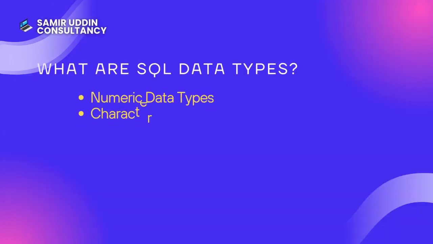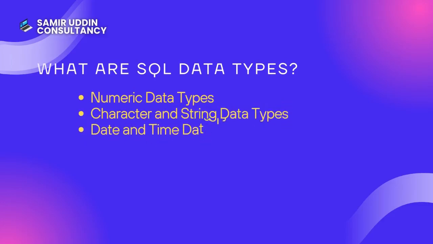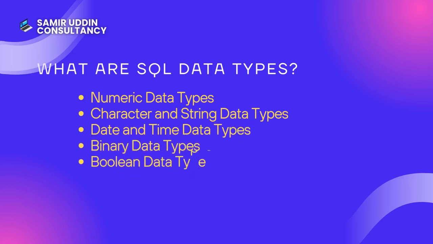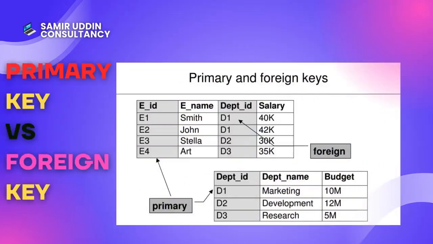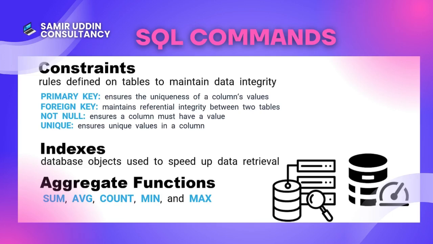Data types define what kind of data a column can hold, like integer for numbers, varchar for text, date for dates, or boolean for true/false values. Constraints enforce data integrity. For example, primary key ensures unique values, foreign key links tables, not null requires a value, and unique prevents duplicates.